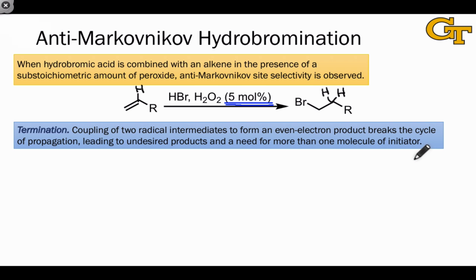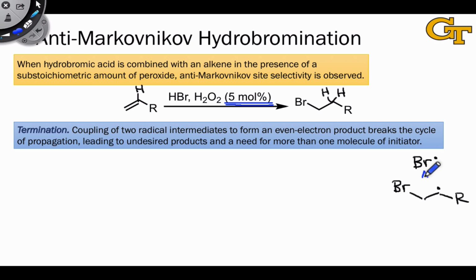Let's do that now. So on the right-hand side here, I'm going to write all of the radical intermediates involved in propagation, the bromine radical and this alkyl halide radical. Let's call them A and B, just so we can shorten up their names a little bit. And there are three ways, actually, that we can combine these radical intermediates with themselves or with each other. We can combine A with itself, A plus A. We can combine B with itself, B plus B. And we can combine A and B with each other.